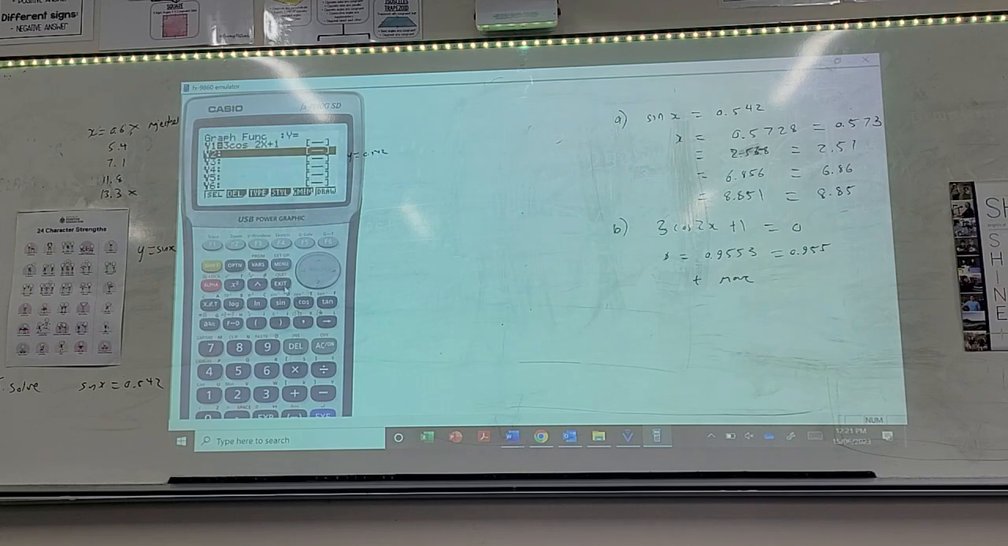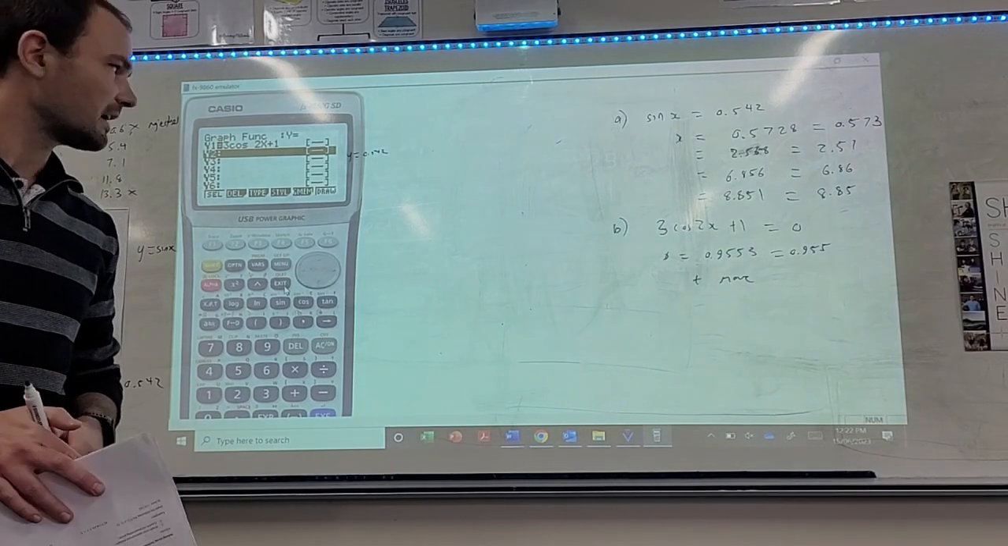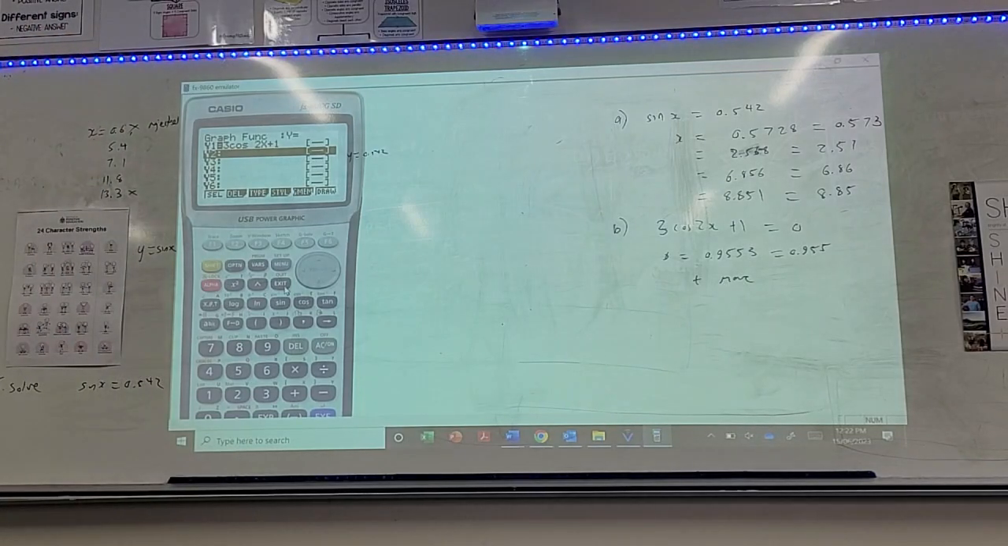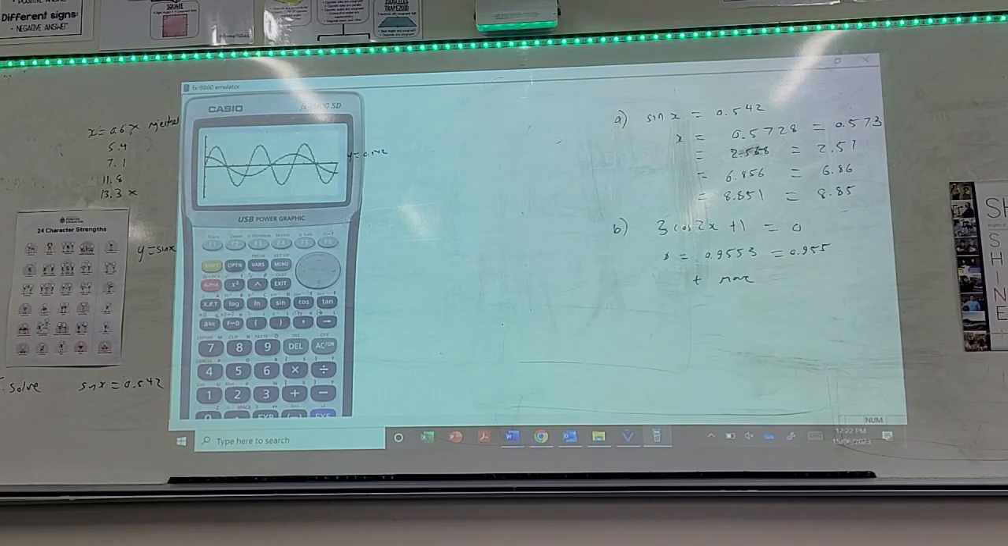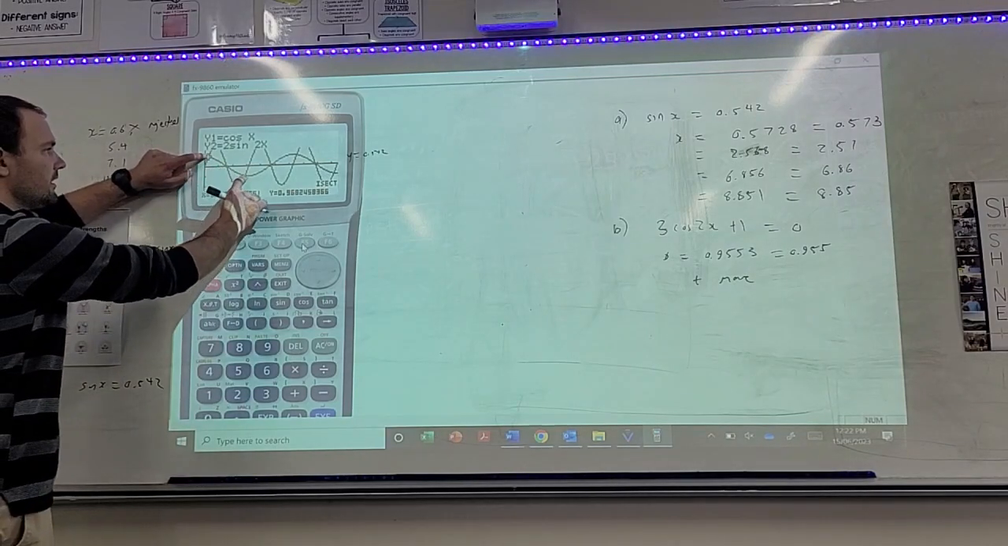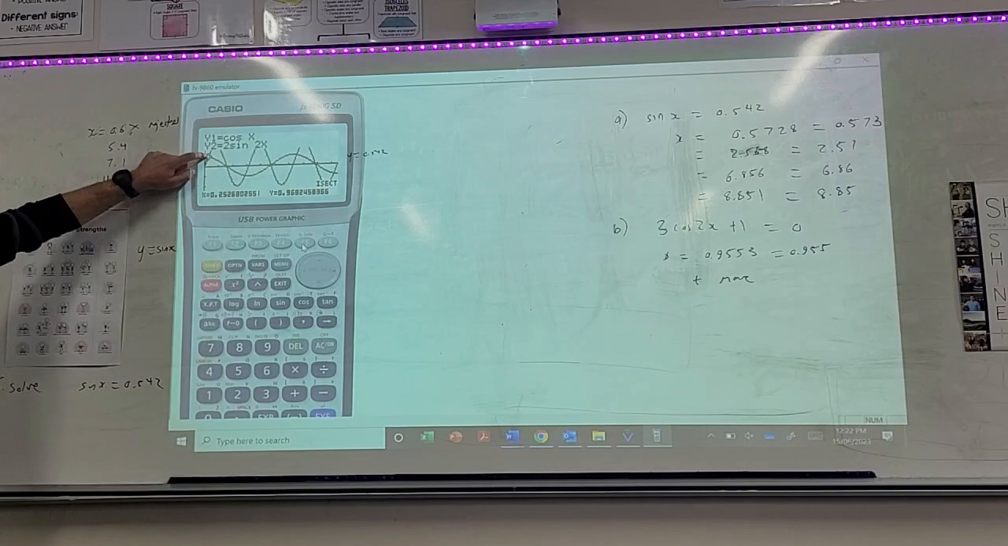Okay, last one. We have cos x equals 2 sine 2x. Now there are 2 ways, but when you're given 2 functions like this, let's not complicate it. We're just going to graph both functions and G-Solve the points of intersection. So we've got cos x and 2 sine 2x. I'm graphing both of those functions and then I'm going G-Solve intersection. You can see there's quite a few points of intersection, here, here, here, here, here, here.